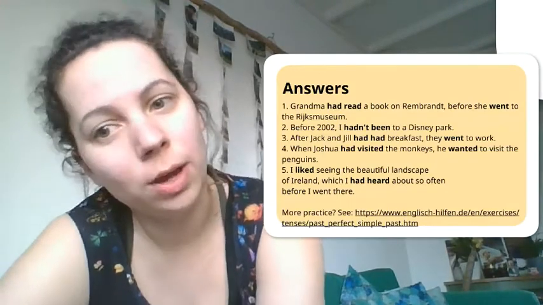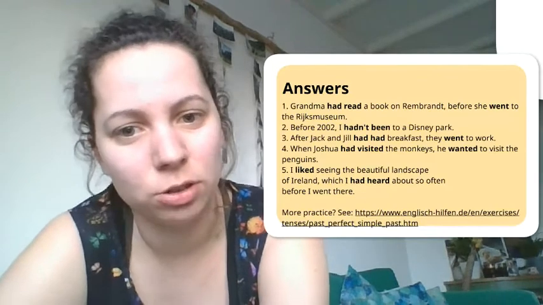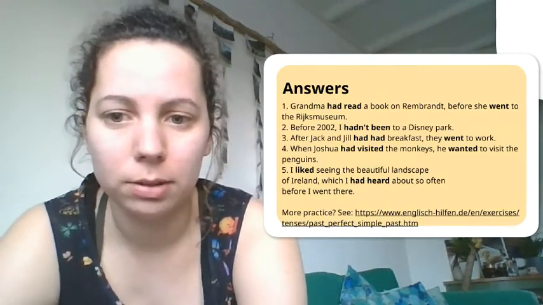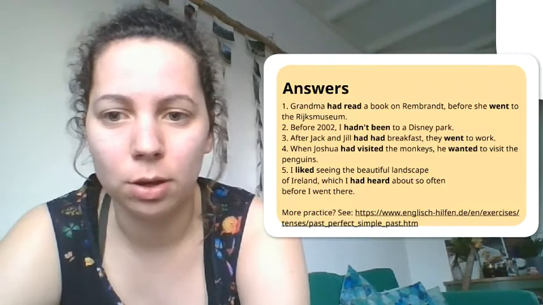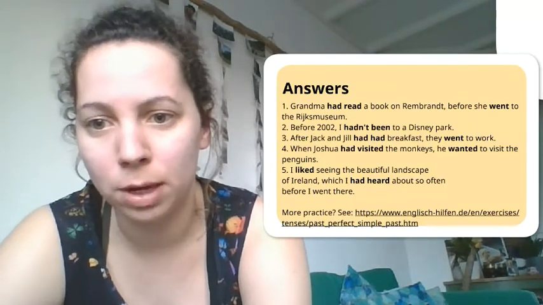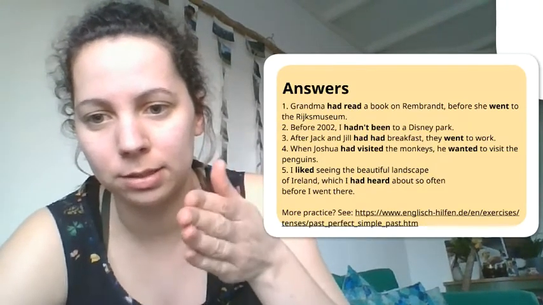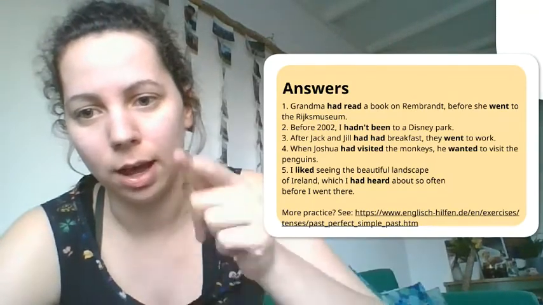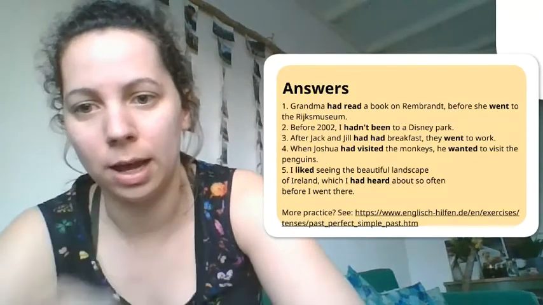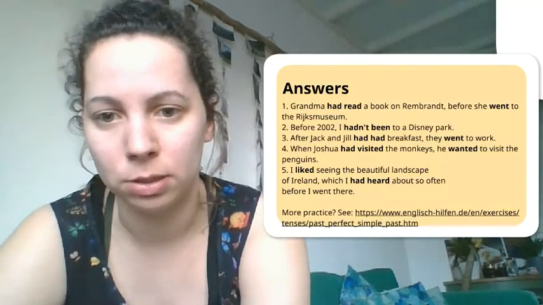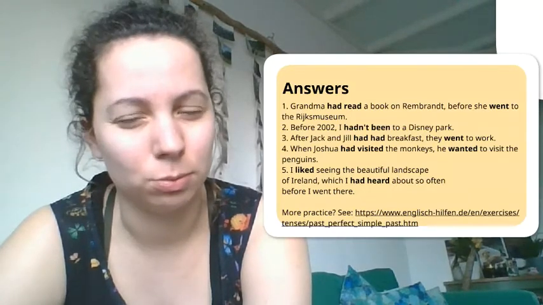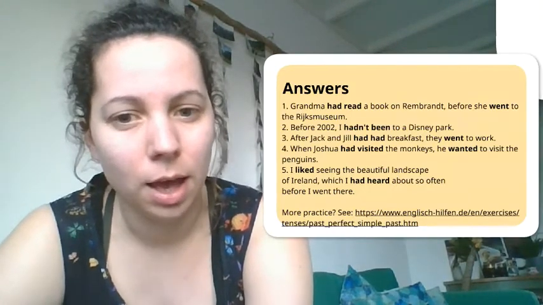In sentence number 2, we have one that doesn't really have 2 gaps, actually. Before 2002, I hadn't been to a Disney park, which basically means, okay, before 2002, that's my time period in the past. That's my point on the little timeline that says past. And before that moment in the past, I hadn't been to a Disney park, so past perfect there. Sneaky one, right? I tried to trick you there.